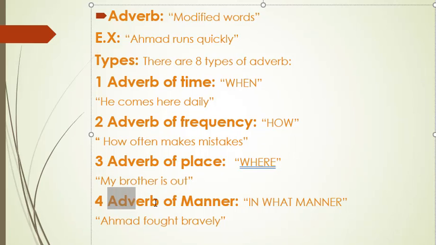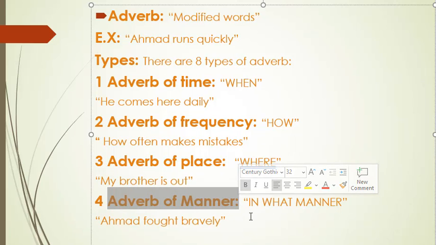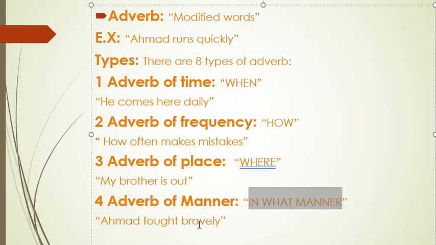The next one is adverb of manner. As the name shows, it is the adverb which is used to show the manner of the action and answers in what manner. For example, Ahmed fought bravely. If someone asks, in what manner did Ahmed fight? Bravely, so bravely shows the adverb of manner. Some other words like slowly, clearly are also used to denote the adverb of manner.